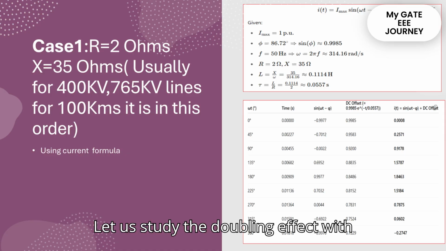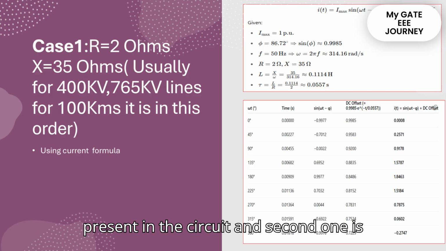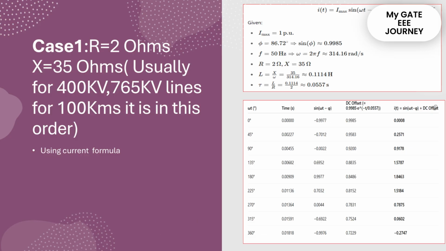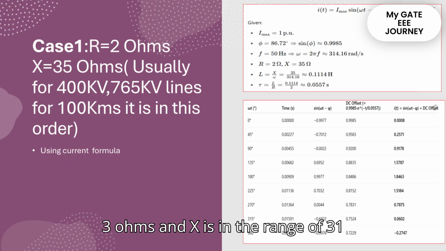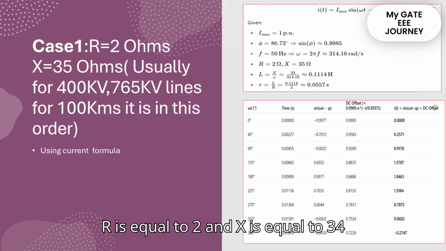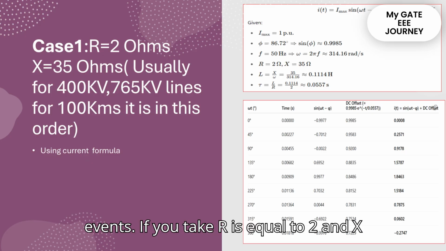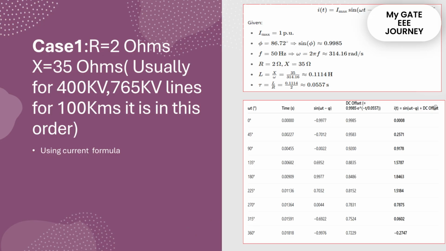Let us study the doubling effect with two cases. First one is when R is present in the circuit, and second one is when R is equal to 0. Usually in 765 kV or 400 kV lines, for 100 kilometers, R is in the range of 2 to 3 ohms and X is in the range of 31 to 36. Here I have taken R equal to 2 and X equal to 34 ohms. If you take R equal to 2 and X equal to 35, you will get phi as 86.72 and tau as 0.0557 seconds.